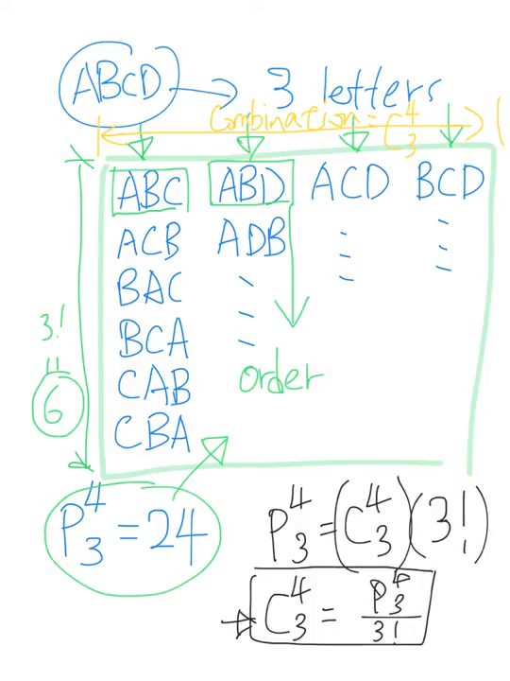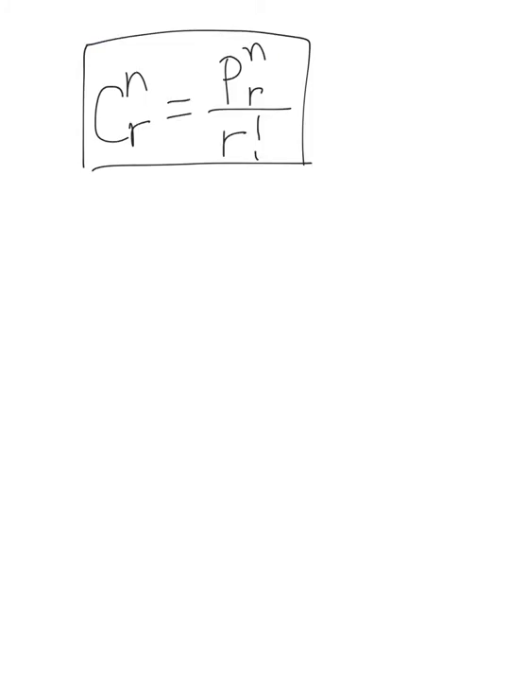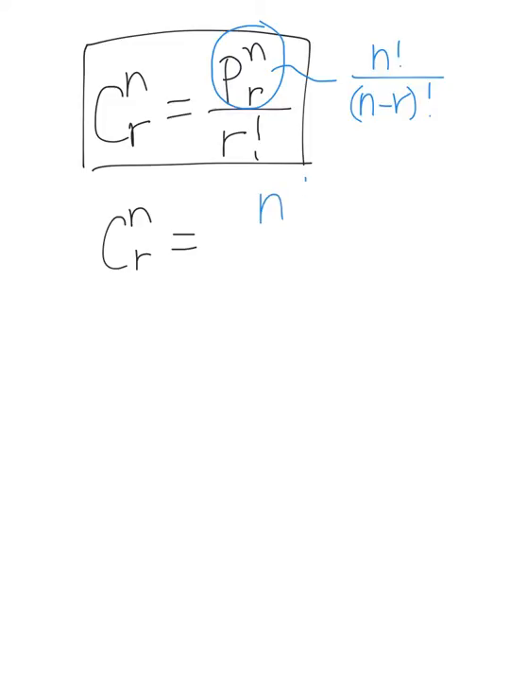Finally, you can see that 4C3 is equal to 4 because there are 4 columns right there. And 4 times 6 is equal to 24. Okay, so in general, nCr is equal to nPr over r factorial. Previously, we know that nPr is equal to n factorial over (n minus r) factorial. So nCr can also be expressed as n factorial over (n minus r) factorial multiplied by r factorial.